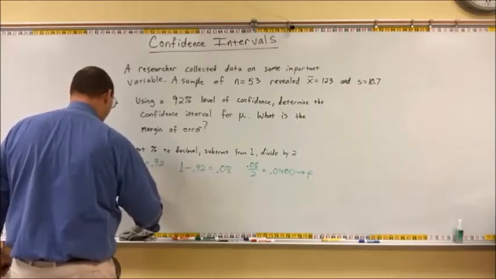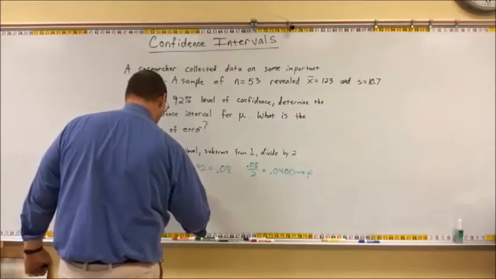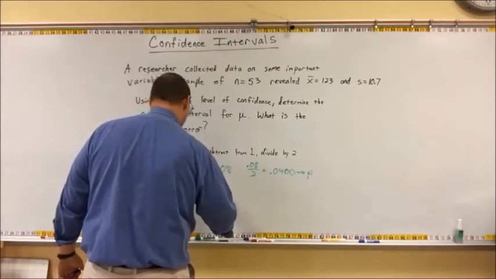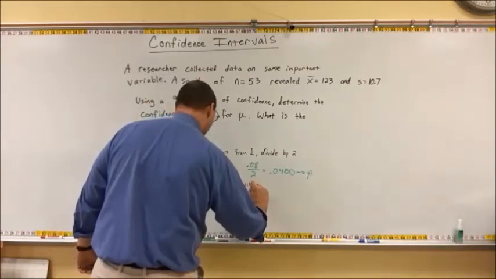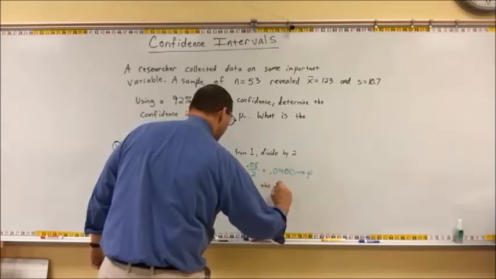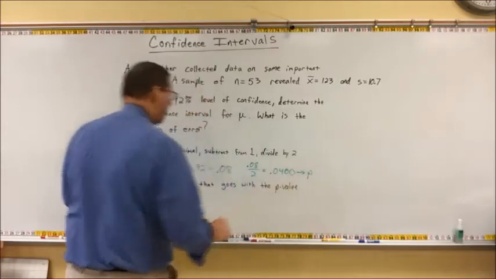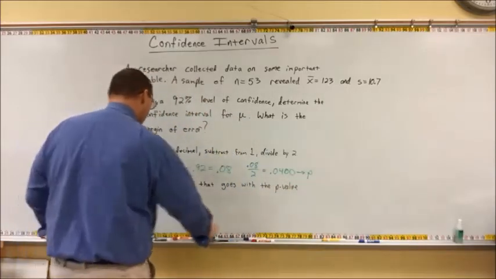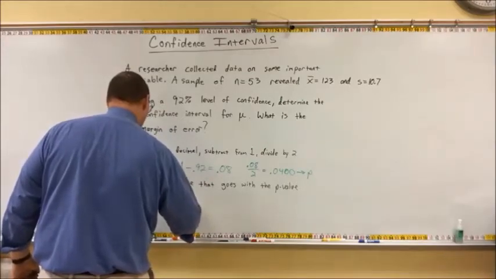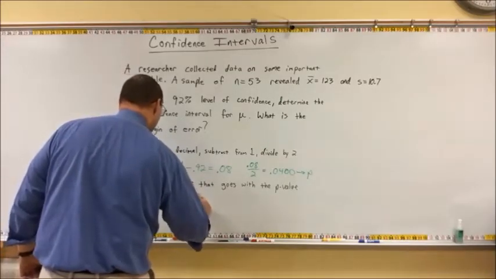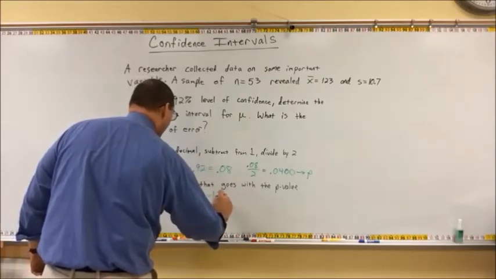Find the z-score that goes with the p-value. It's the p-value that you found in step 1. All right? And so a p-value of 0.0400 is associated with a z-score of negative 1.75. And here's what we're going to do.